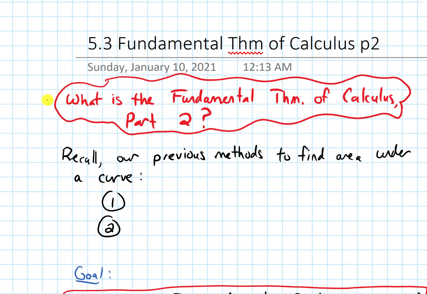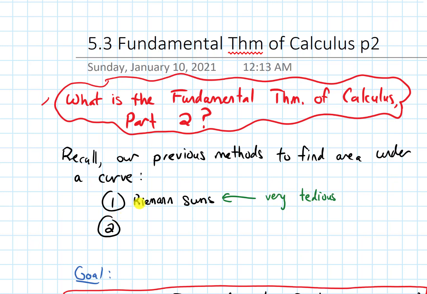In this video, we'll talk about what the Fundamental Theorem of Calculus Part 2 is. So recall that our previous methods to find the area under a curve, the first method that we've talked about was using Riemann sums. So we took a limit of Riemann sums. But as we saw, this method was very tedious. It's doable, and it works when we have low degree polynomials, but it is very tedious even then. It takes a lot of time.